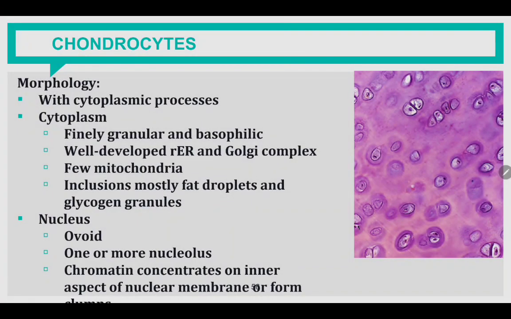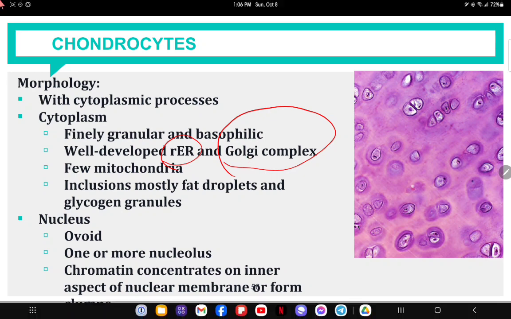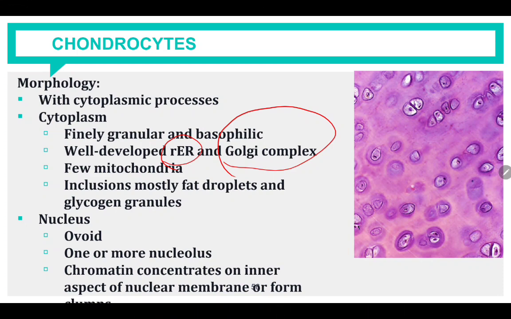The morphology of your chondrocyte with cytoplasmic processes, no, makita naman dyan, the cytoplasm is finely granular and basophilic. So, remember that there is a well-developed rough endoplasmic reticulum and Golgi apparatus. They have few mitochondria, and the inclusions mostly fat droplets and glycogen granules. So, remember, bakit, sir, meron siyang well-developed rough endoplasmic reticulum and Golgi apparatus? Remember that the function of your chondrocyte, di ba, it makes or secretes organic constituents of your cartilage matrices. So, ibig sabihin, guys, since nagagawa siya ng extracellular fibers, mga fibers, you need protein.